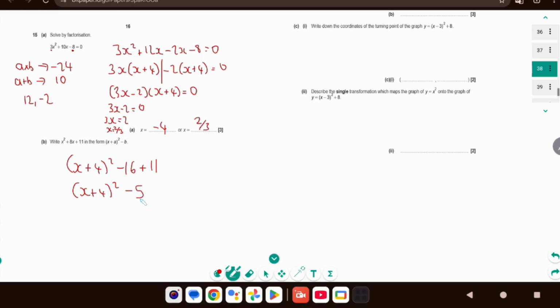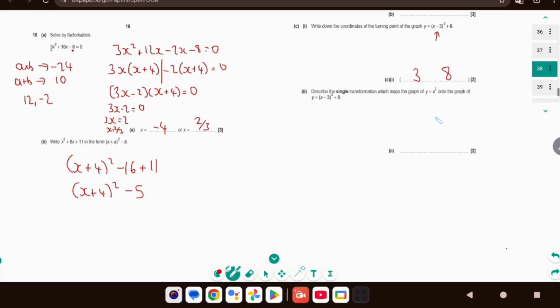Write down the coordinates of the turning point of the graph y equals x minus 3 squared plus 8. So we flip the sign for the x coordinate. That's our y coordinate.